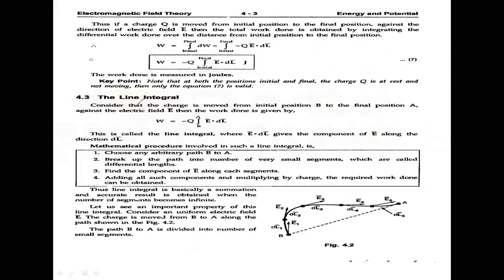Now the line integral: consider the charge is moved from the initial position B to the final position A against the electric field, when the work done is given by W is equal to minus Q integral from B to A of E bar dot dl. This is called the line integral, where E bar dot dl bar gives the component of E bar along the direction of dl bar. This is the formula for the work done.